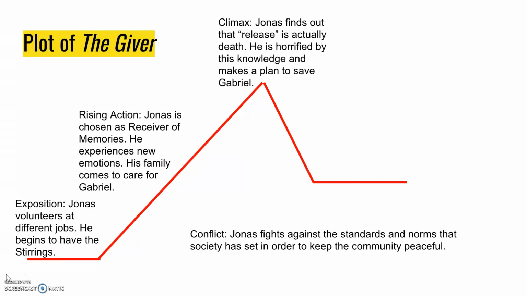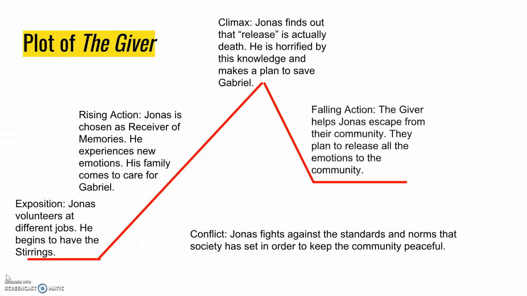Other members of the community believe that release is simply going outside of the community and that it's a peaceful moment that old people do and babies do as well, but that's also reserved in a more shameful manner for criminals and those who go against what the community teaches. So when Jonas finds out that this release is death, and he understands it because of the memories that he's received, this is his turning point in this story. This is something that drives him to action more than anything else, to make a big change.